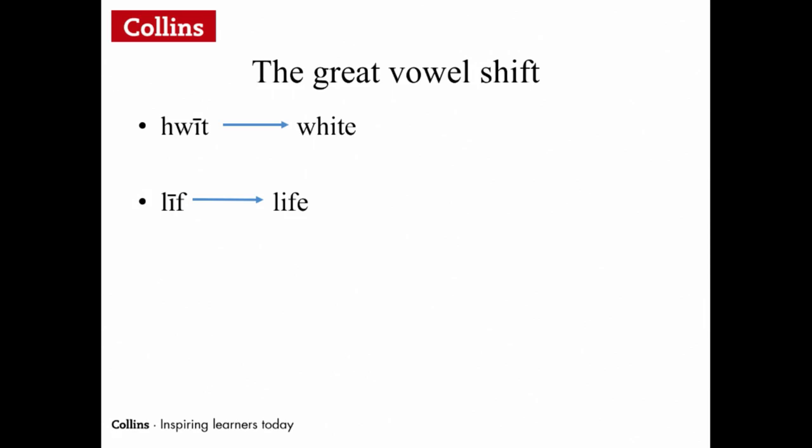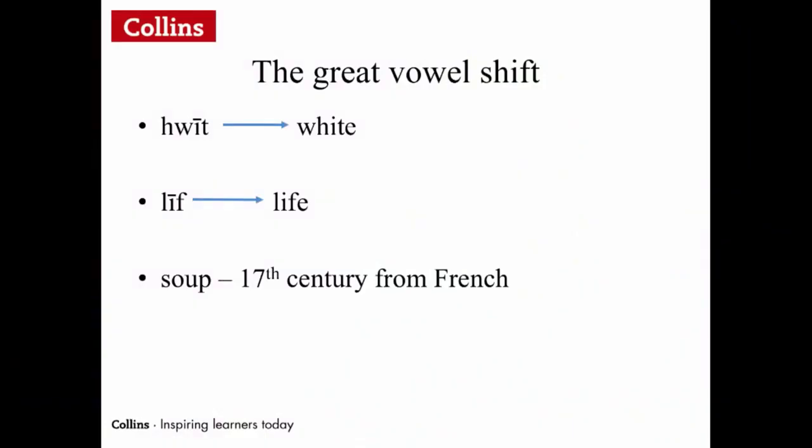Now, it only affected words already in the language by 1400. So any words that have come into English from other languages after 1400 have not been affected by the Great Vowel Shift. If we take a word like soup, soup has the OU spelling, but the sound OO. Soup is a 17th century borrowing from French. So we have doubt with the OU spelling, and that OU spelling says ow, because the OO became ow because of the Great Vowel Shift.